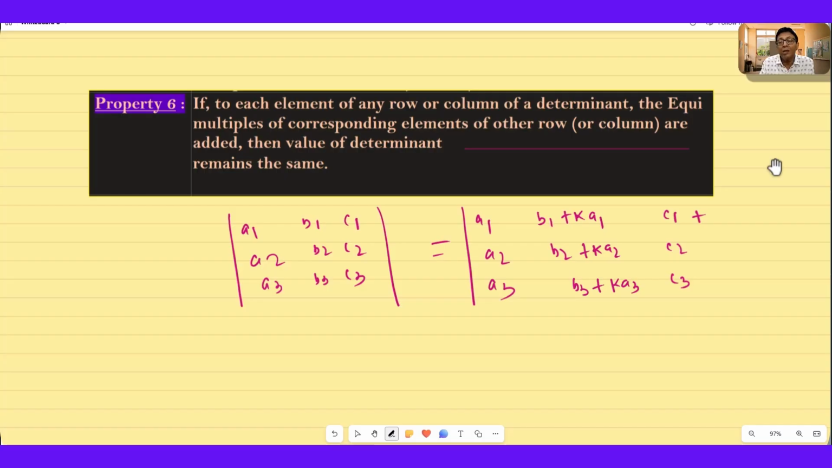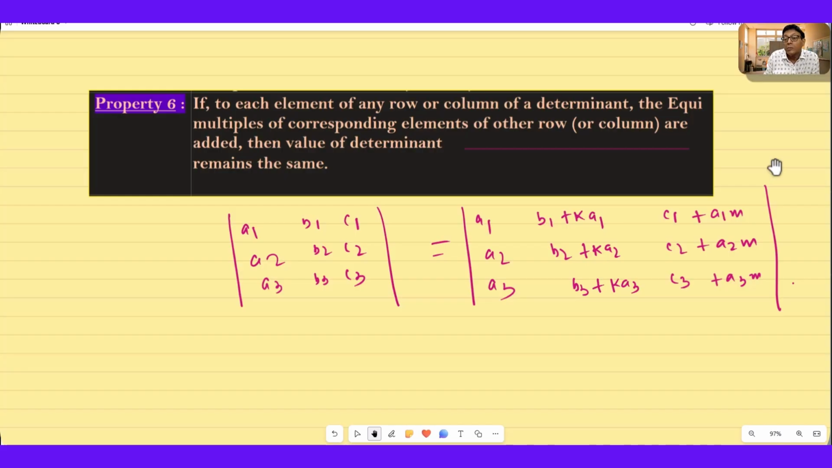This is C1 plus A1M, A2M, and this is A3M. Then also value will remain the same. It means in a row or column, if you multiply by scalar all the elements, and that multiplication should be done mentally. If you really do it, then it will be wrong. And then you add to the elements of another row, or in case of column, or columns, then value will remain the same.